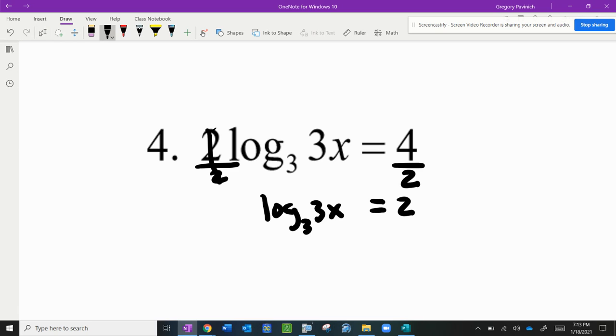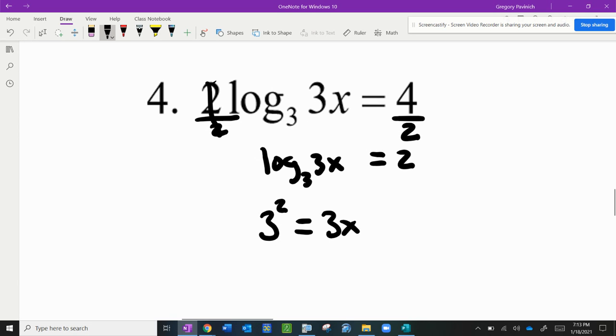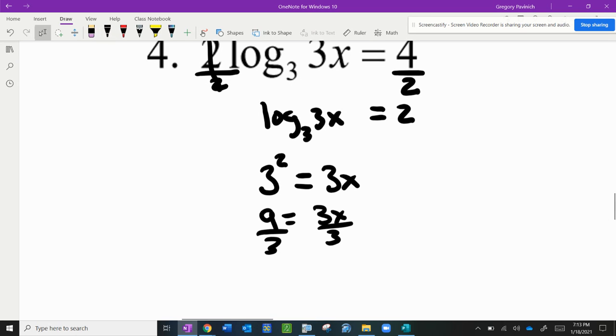Okay, my next step would be converting it into an exponential. So log base 3, the output is 2, which becomes the exponent, and the input of the log is 3x, which is the output of the exponential, and then I have a nice easy problem. Just like any inverse, a square and a square root, an easy process.